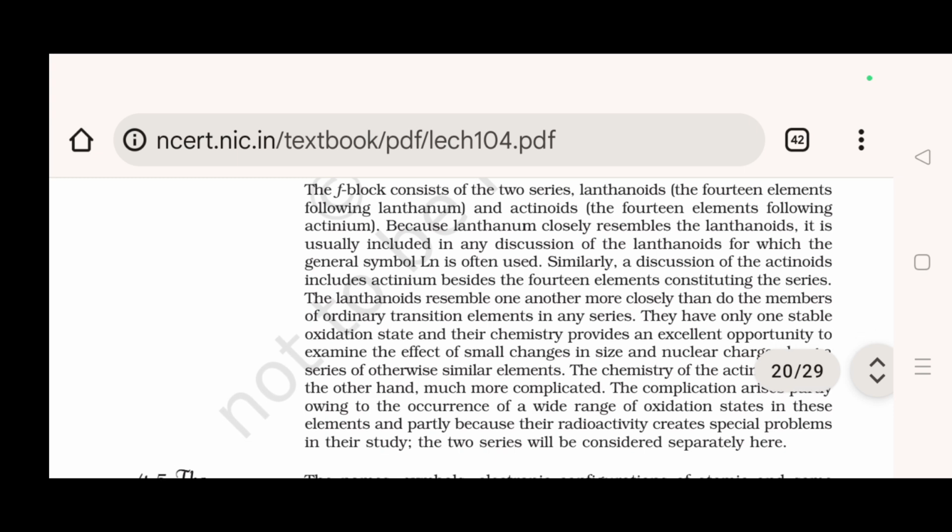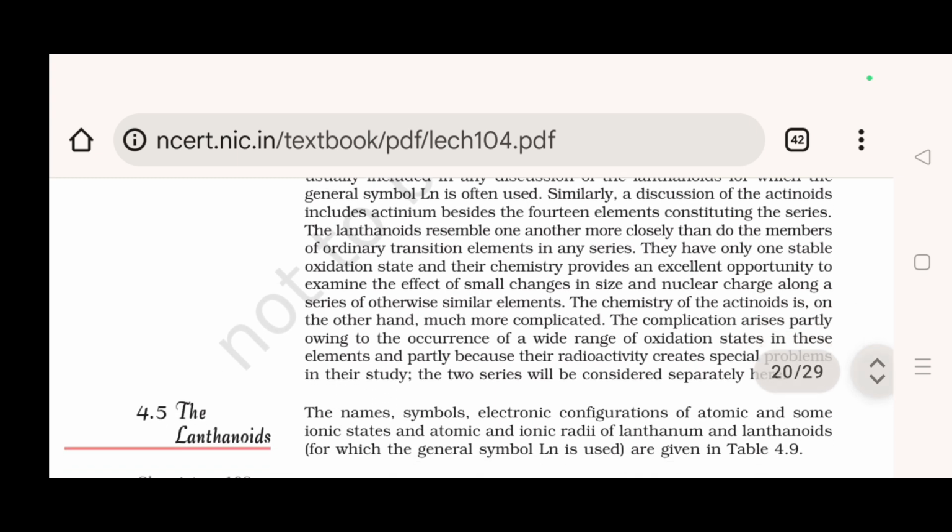The lanthanoids resemble one another more closely than do the members of ordinary transition elements in any series. They have only one stable oxidation state, and their chemistry provides an excellent opportunity to examine the effect of small changes in size and nuclear charge along a series of otherwise similar elements. The chemistry of the actinoids is, on the other hand, much more complicated. The complication arises partly owing to the occurrence of a wide range of oxidation states in these elements and partly because their radioactivity creates special problems in their study. The two series will be considered separately here.